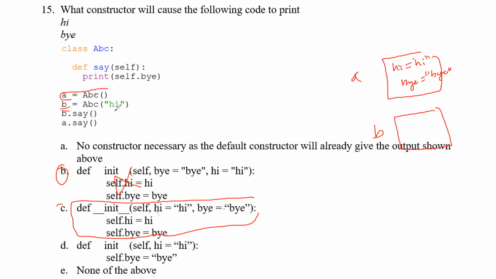When it comes to B, I sent one argument. So the first one, as you can see, this one here is going to be high. And I sent what? So I'm not going to take this one. I'm going to take this one. So high is going to be equal to what? To high. And what about by is going to be equal to what?